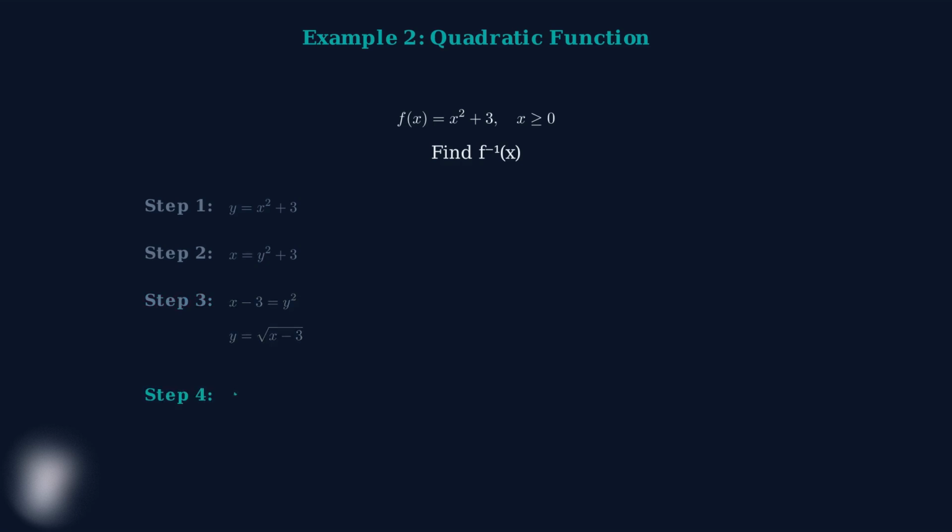Step 4, replace y with f inverse of x. Our answer is f inverse of x equals the square root of x minus 3. Notice that the domain of the inverse is x greater than or equal to 3, which corresponds to the range of the original function. Our final example is a rational function, f of x equals 2x plus 1 divided by x minus 3. Rational functions require more algebraic manipulation, but the same four-step process applies.